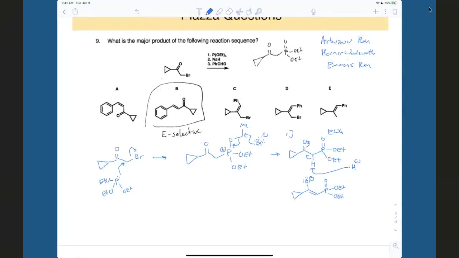And then we're going to add in the aldehyde. So this is now going to look a lot like your aldol type addition. Unlike the Wittig, these are usually viewed as being stepwise and reversible. So first we do an aldol onto the aldehyde. This gives us an intermediate alkoxide.